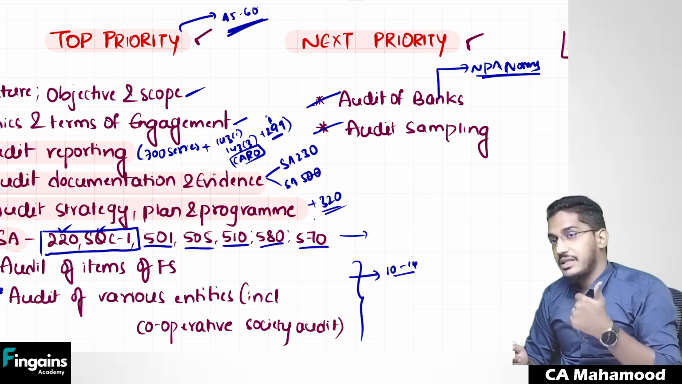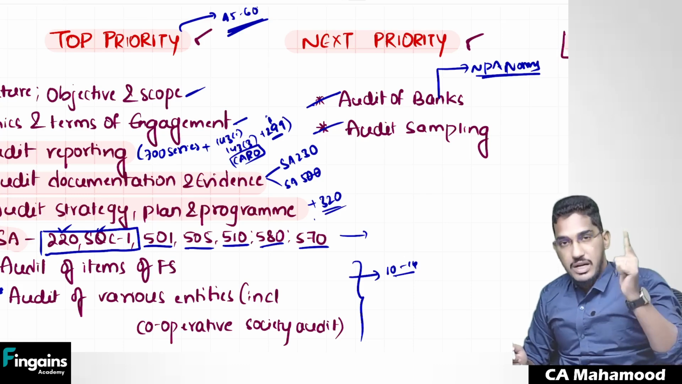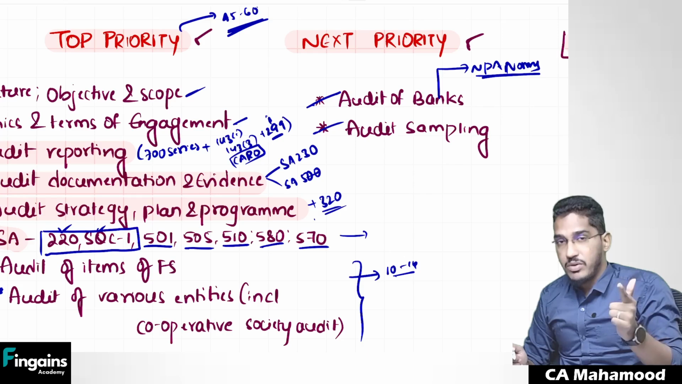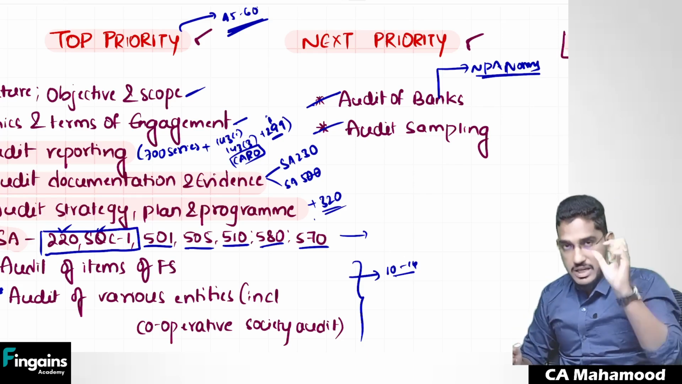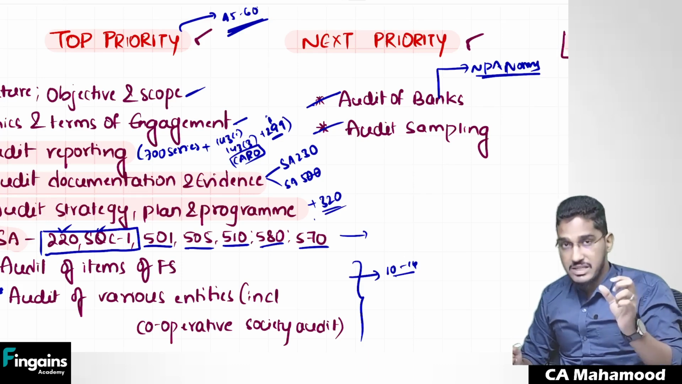That could be in the MCQs, that could be in the theory questions. So NPA norms are going to be very important. So just open the NPA norms, or even if you can download the study material, just take up the study material, open the audit of banks chapter.